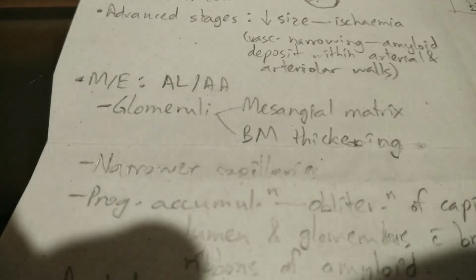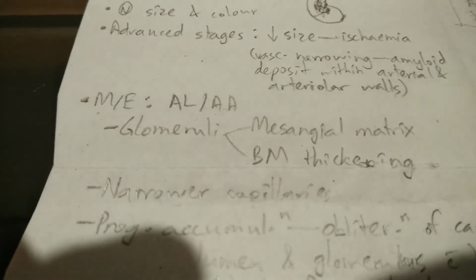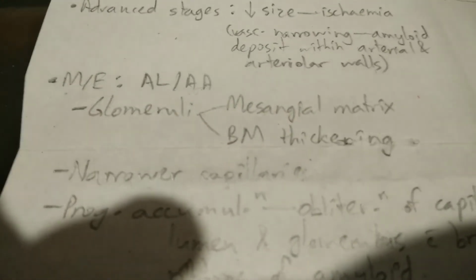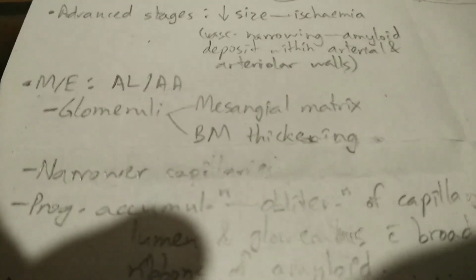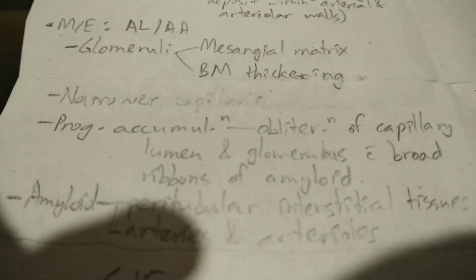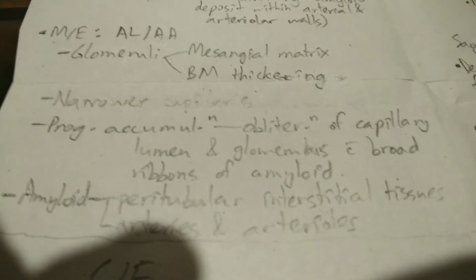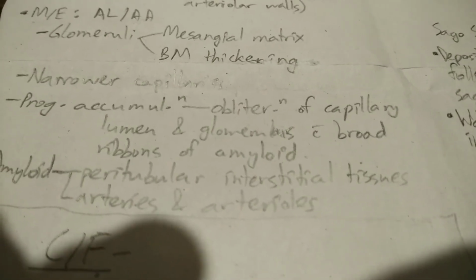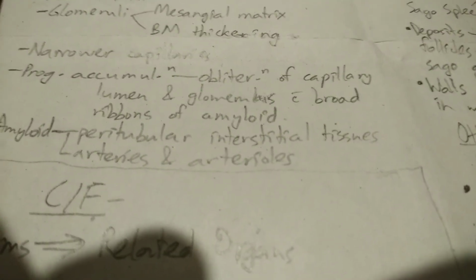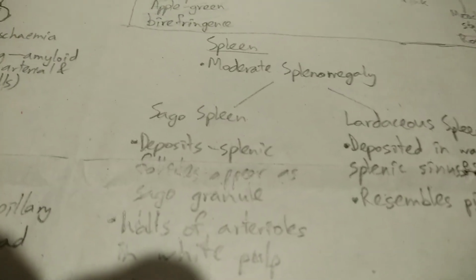And on microscopic examination, you find AL or AA protein deposits seen in the glomeruli. The glomeruli are most affected, especially the mesangial matrix, where deposits are seen extracellularly, and basement membrane thickening, which are the most common findings. And you find narrower capillaries, and progressive accumulation of these amyloid proteins causes obliteration of capillary lumen and glomerulus with broad ribbons of amyloid protein deposits. You also find peritubular interstitial tissues and arteries and arterioles in the kidneys showing these broad ribbons of amyloid deposits.